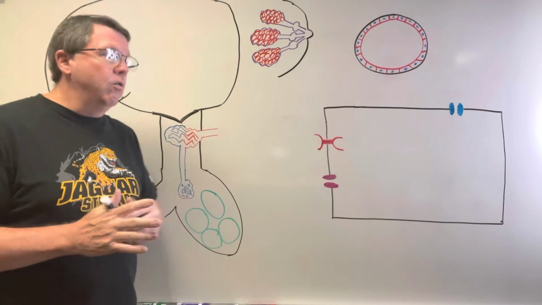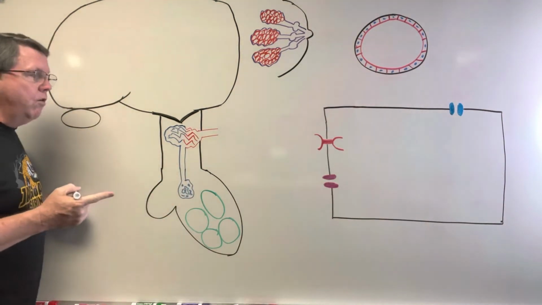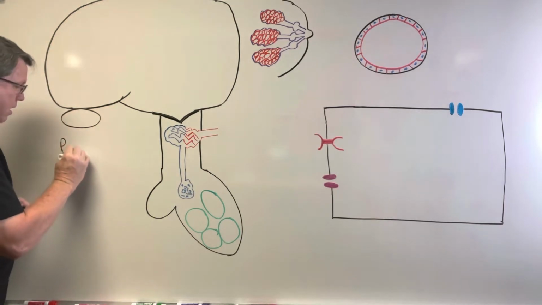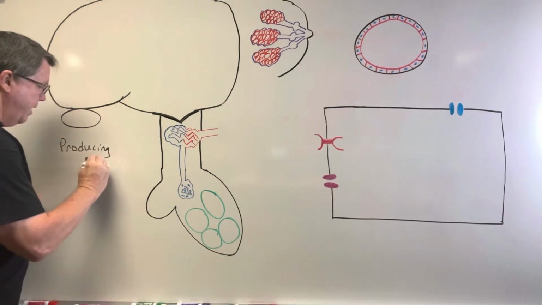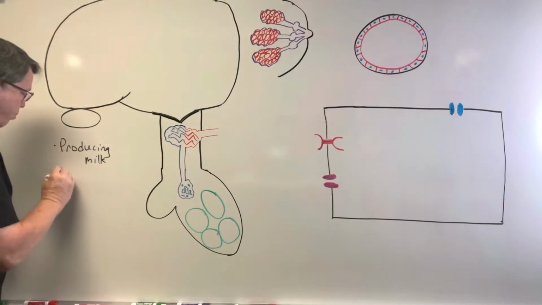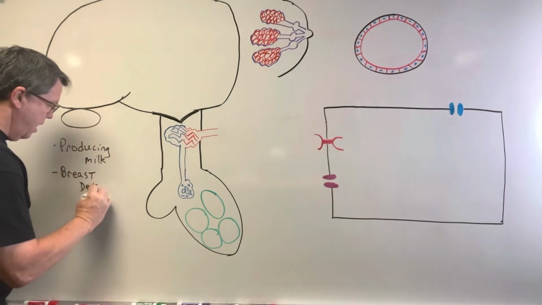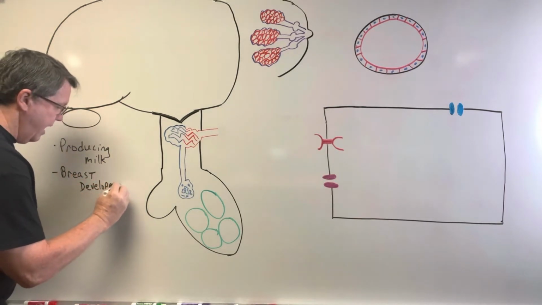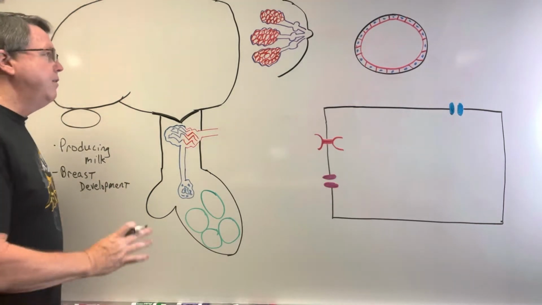The first one is that prolactin is going to be responsible for producing milk. Okay, and this is going to be in a pregnant woman. And the other thing that prolactin is going to do is it's going to be responsible for breast development, and it's going to do the breast development along with estrogen, which we'll talk about in just a little bit. So let's go ahead and take a look at this now.